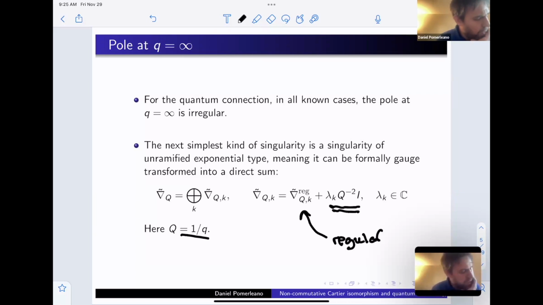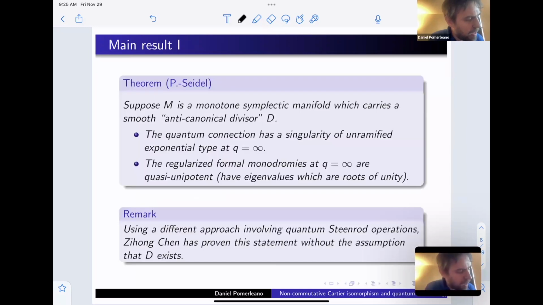And then just as before, you can talk about the monodromy of this regular piece. Those are called the regularized monodromies of something that can be put into this unramified exponential type form. So if the connection is of unramified exponential type, it makes sense to talk about its regularized monodromies.